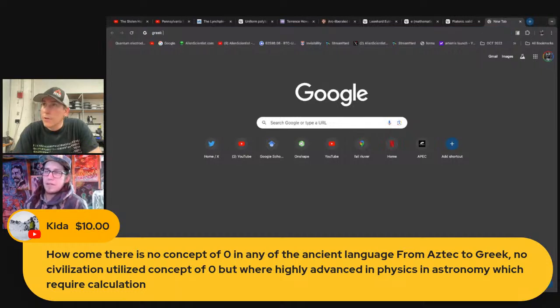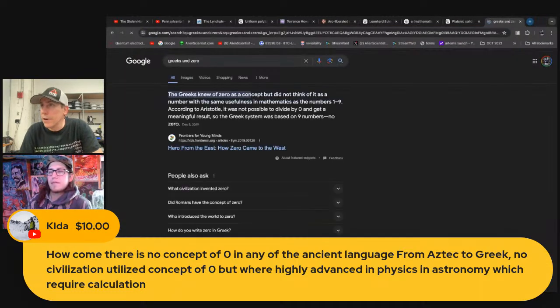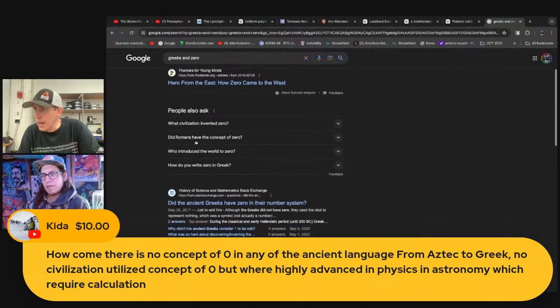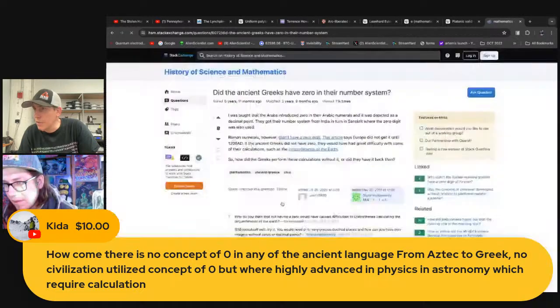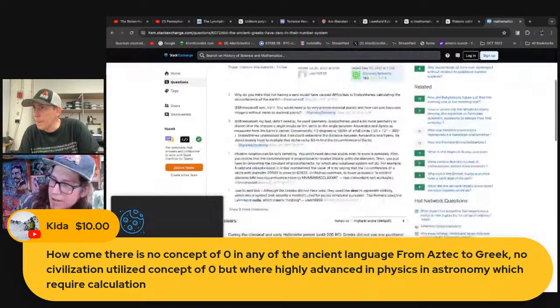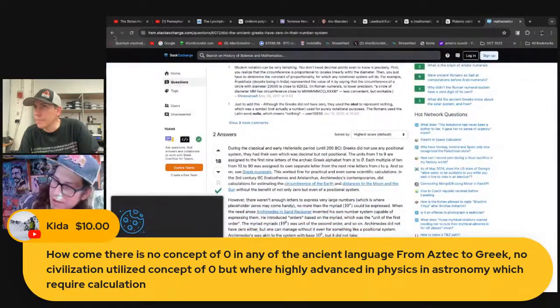So Greek and zero. They knew of it as a concept, but didn't think of it as a number. Yeah, right. So you couldn't divide by zero. They knew that. And they used the oval to represent nothing. Shiva the Destroyer says the Mayans invented zero.